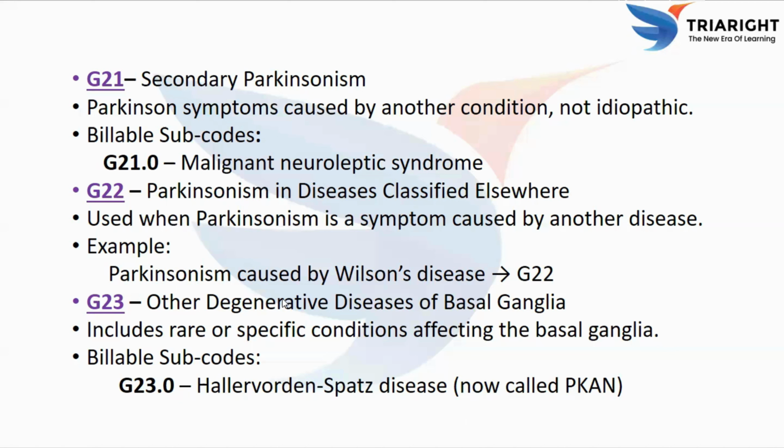This is a rare genetic disorder that causes iron buildup in the brain. Whenever iron builds up in the brain, it causes movement problems, right? So it results in degenerative disease affecting the basal ganglia. Whenever a movement problem takes place in the brain, as the basal ganglia is the movement control region of the brain, it gets affected. So this is about PKAN.